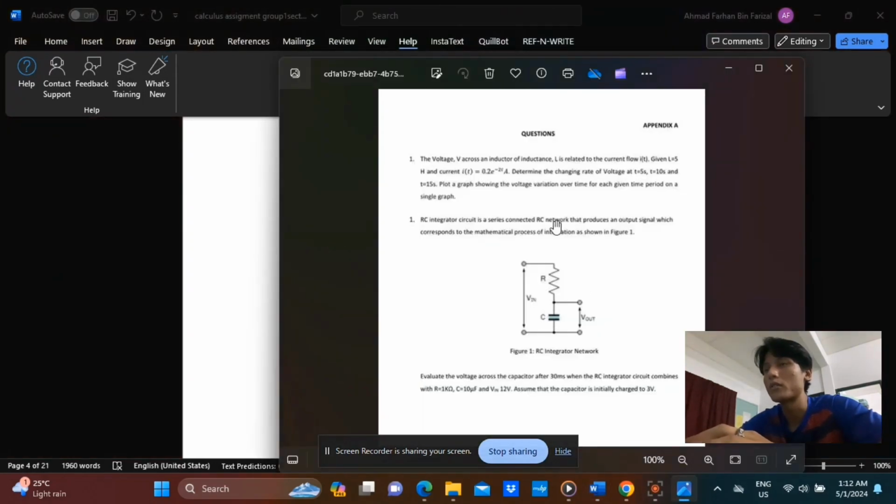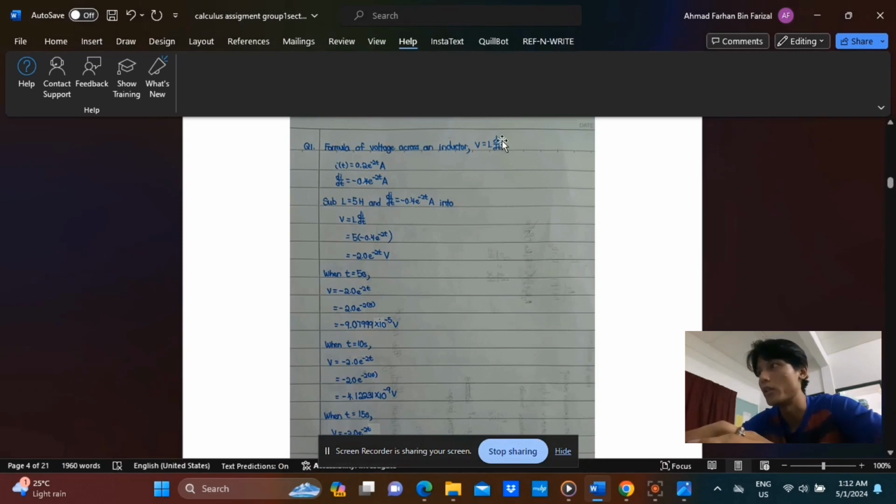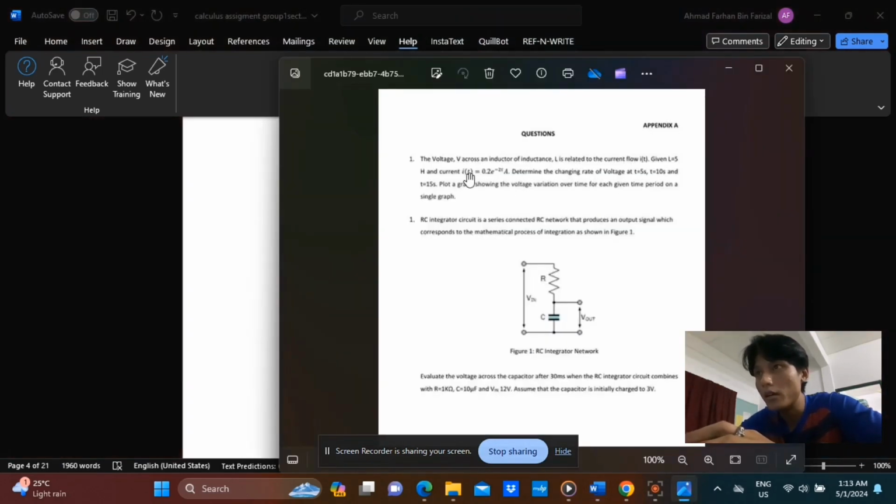So I will discuss question number one. Like you can see, this formula is related to the dynamic voltage behavior of an inductor. So the formula we will use is this one. And then from the question, we are given the formula of current I, which is I equal to 0.2 exponent to the power of negative 2t.